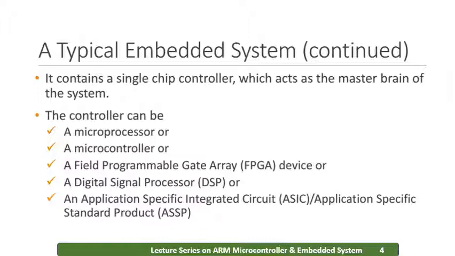So this core of an embedded system may be a controller, it may be a processor, it may be an ASIC or it may be a DSP. So the actual controller acts as the master brain of the embedded system. So the center part which was there in the last block diagram will be used as a master brain, and here it might be a microprocessor, microcontroller, FPGA, DSP or ASSP. ASSP is nothing but application specific standard product. Okay, this might be an ASIC also or it might be an ASSP.